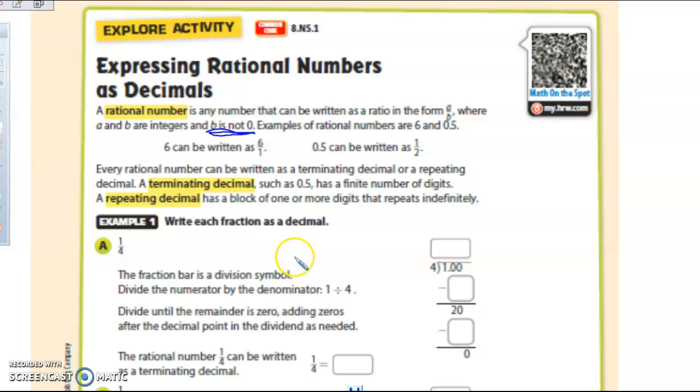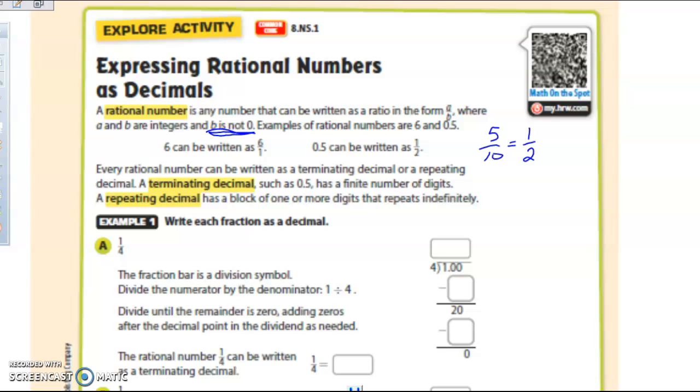Examples of rational numbers are 6 and 5/10. 6 can be written as 6 over 1, and so therefore it fits the form. 5/10 is in fraction form, and I can simplify. Both are divisible by 5, and that becomes 1/2, and that's where they get the 1/2 here.